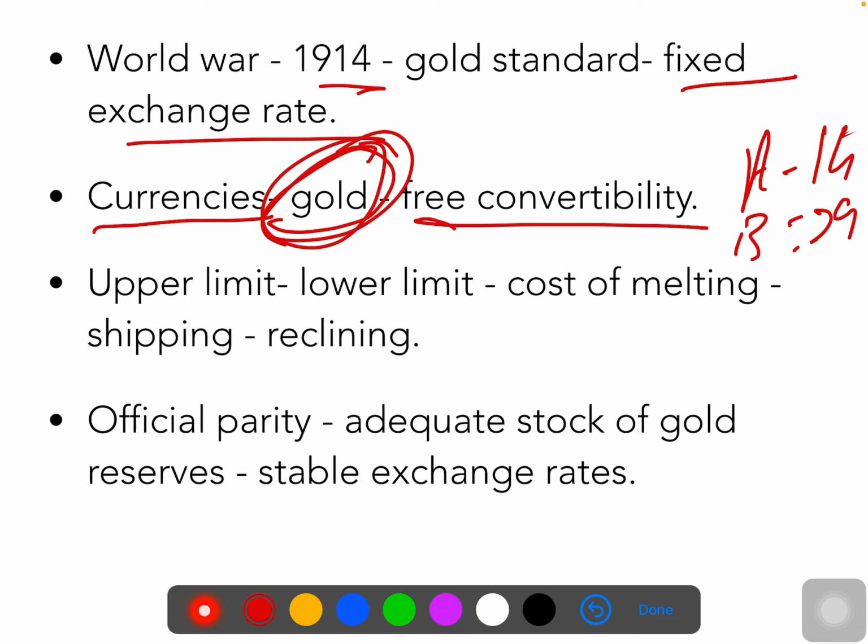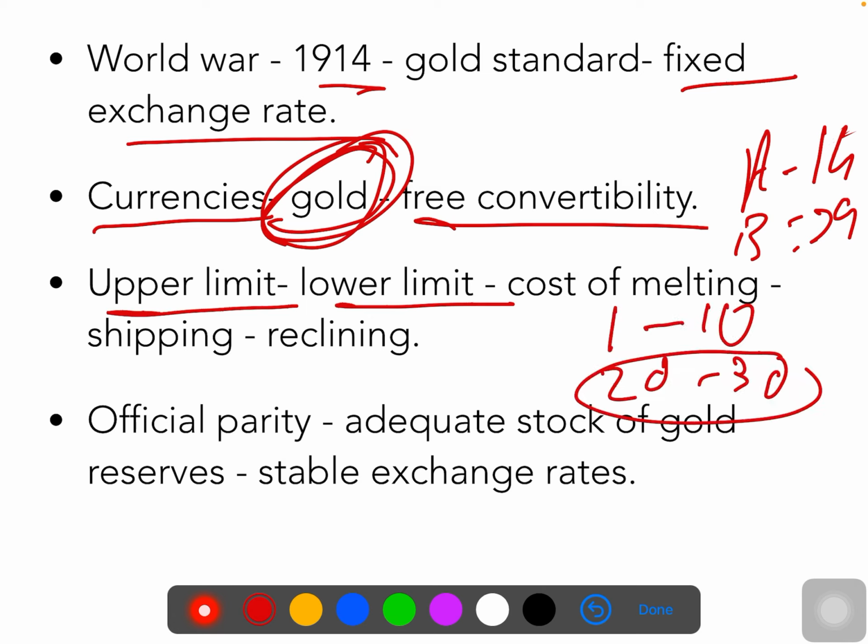The rates would fluctuate between an upper limit and a lower limit. The rates of the gold currencies are going to fluctuate between the upper limit and the lower limit, say between 10 and 20, or 20 and 30. So between these numbers, this is called a limit. This is the upper limit, this is the lower limit. In this way, it can fluctuate.